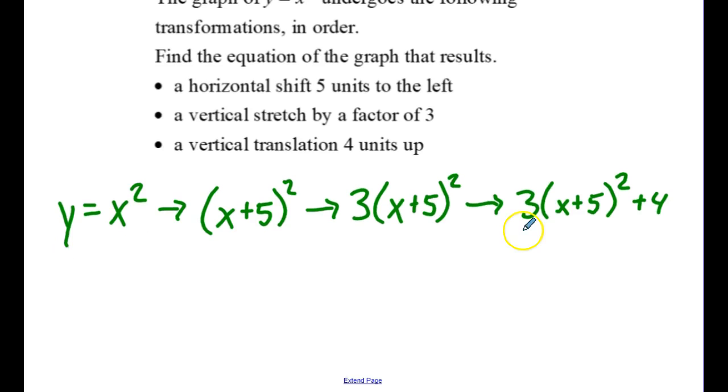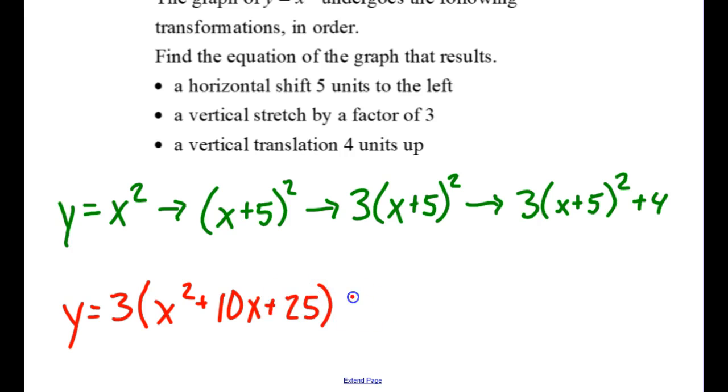Now just for practice, we're going to FOIL out and simplify this result. So we have y is equal to 3 times, if we have x plus 5 times x plus 5, we would get x squared plus 10x plus 25, and then plus 4 at the end. If we distribute this 3 through to each term, we'd have 3x squared plus 30x, and then plus 3 times 25 is 75. 75 plus 4, we would have plus 79 at the end.